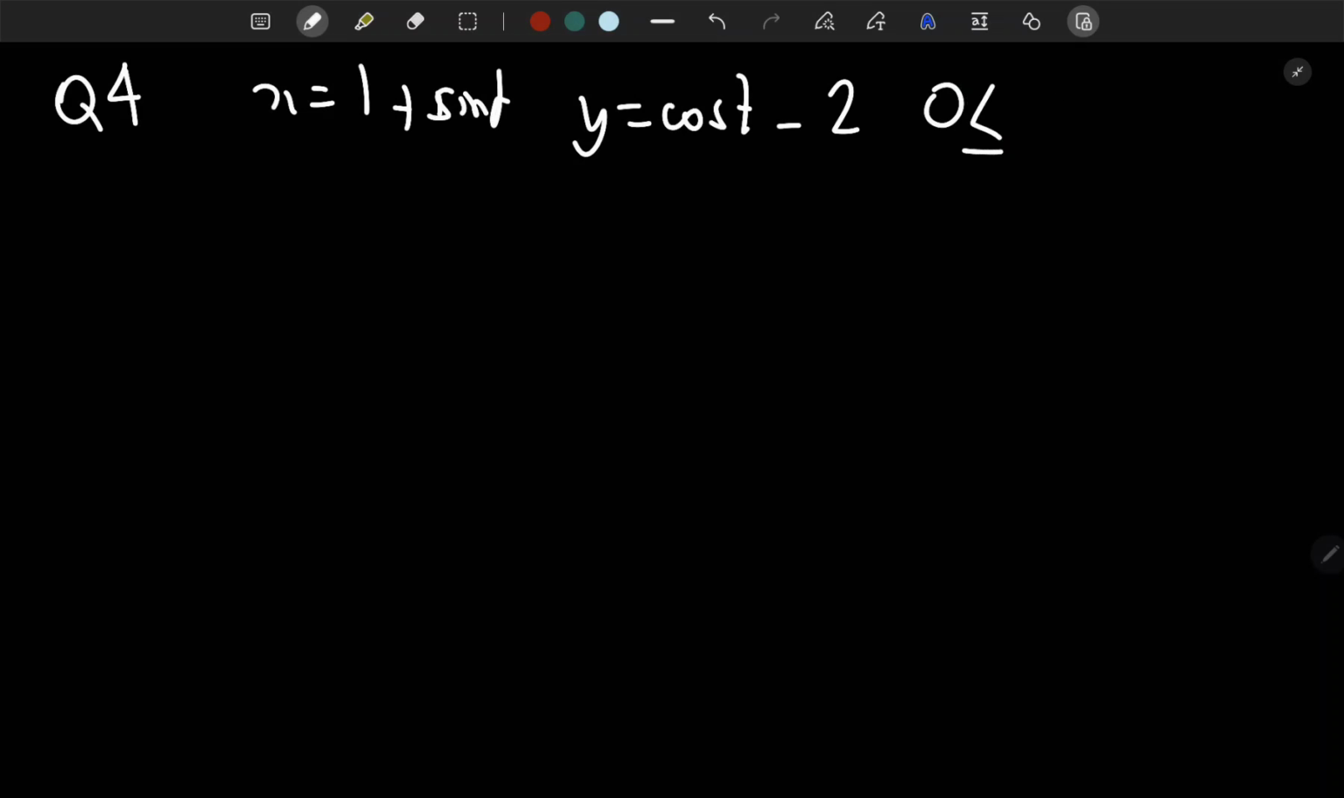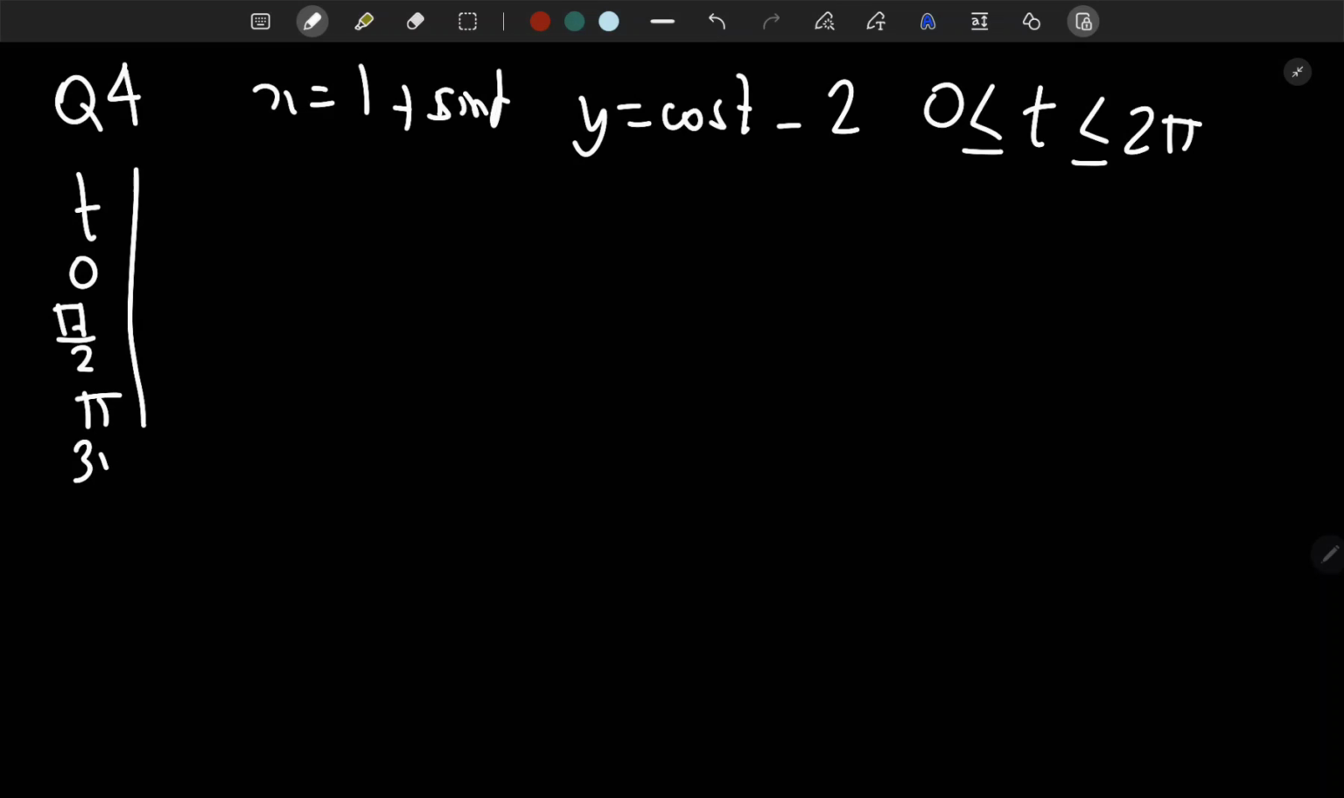Question 4. We have x is equal to 1 plus sine of t, y is equal to cosine t minus 2, and we have t between 0 and 2 pi. So let's start by taking the values. We have 0, pi over 2, pi, 3 pi over 2, and then 2 pi.